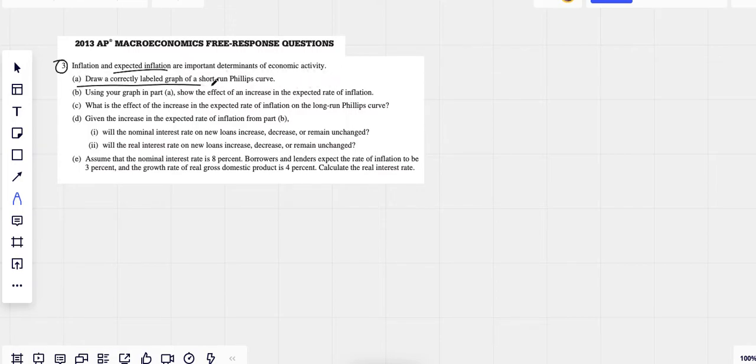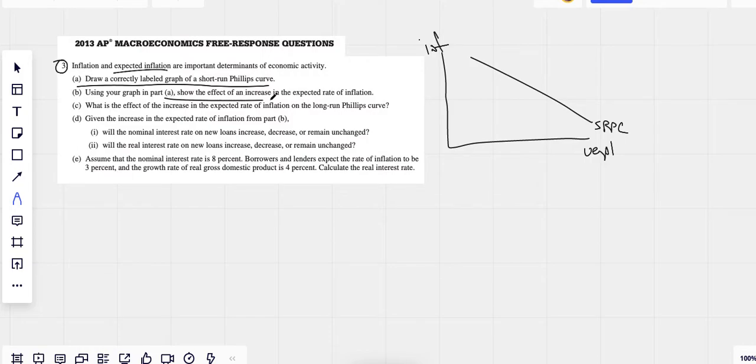Draw a correctly labeled graph of your short-run Phillips curve. Okay, tough, just short run. Nice. Unemployment on the horizontal, inflation on the vertical. Using your graph in part A, show the effect of an increase in the expected rate of inflation.